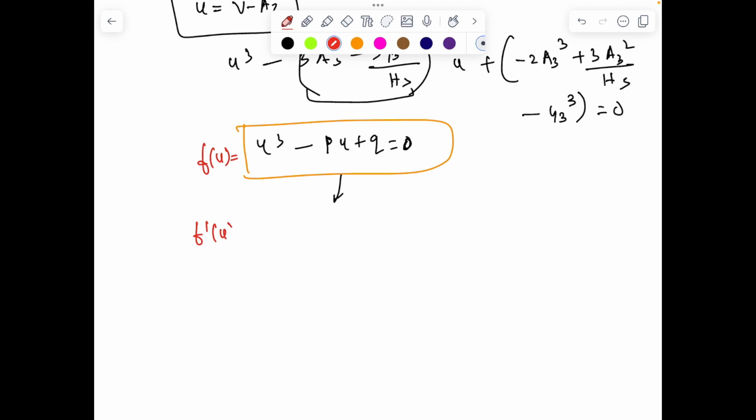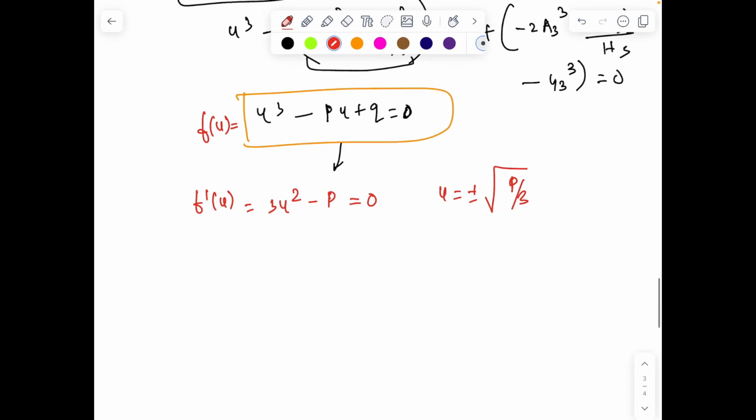So what is f dash u? f dash u is 3u square minus p. So the critical points will be u equals plus minus root of p by 3, right? Now from here, if we put this in the expression, we have a cubic expression.